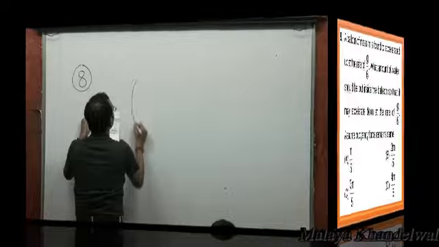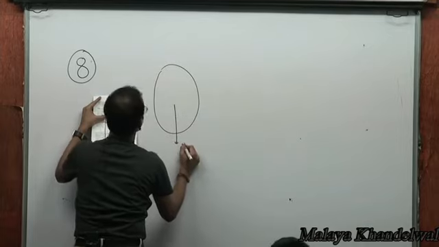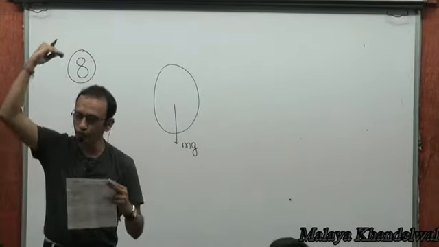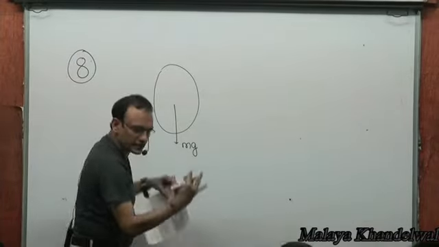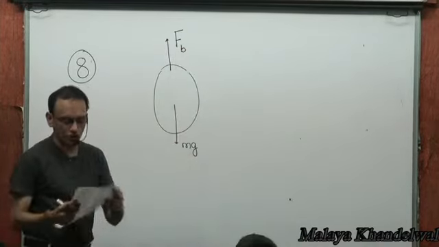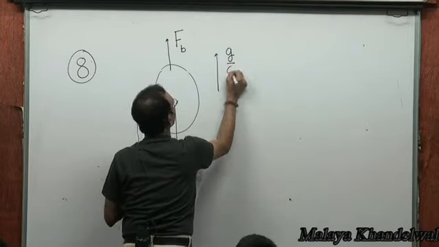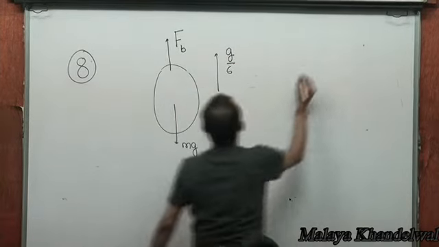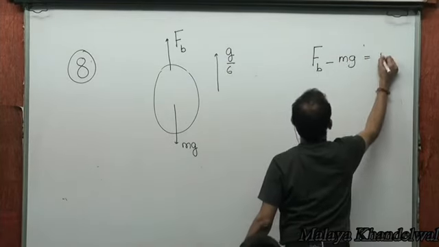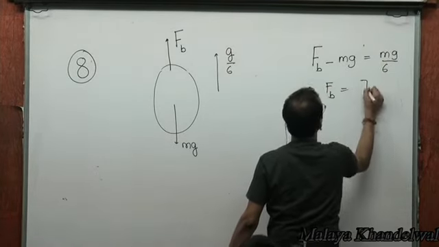Which is about, say, a balloon. Mass m means mg acting downwards. It's displacing air, so it's going to experience a buoyant force, the weight of the air displaced, a buoyant force Fb. Under the influence of these two forces, it's known to have an upward acceleration of g by 6. Right? So the equation of motion is Fb minus mg is mg by 6. So that gives us Fb equal to 7mg by 6.